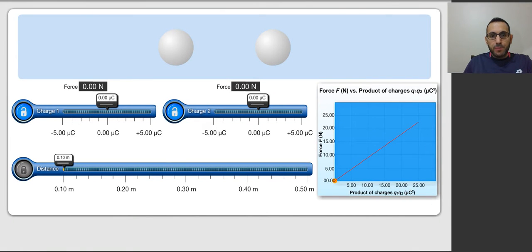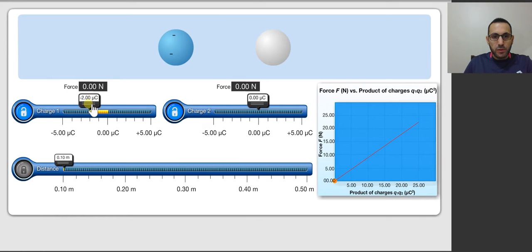Hello everyone. In this video we are going to study the electric force and how charge and distance affect electric force. For this we are going to use this simulation here. We have two charges, two spheres. So far they have no charge. Now I can change the charge with this slider here.